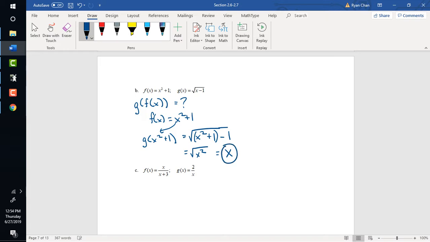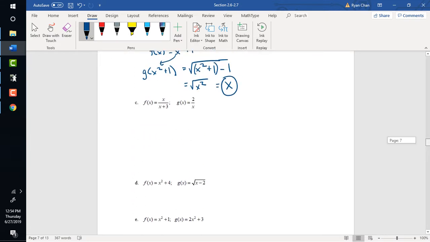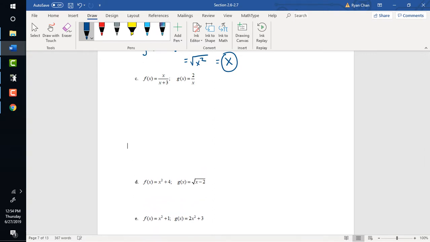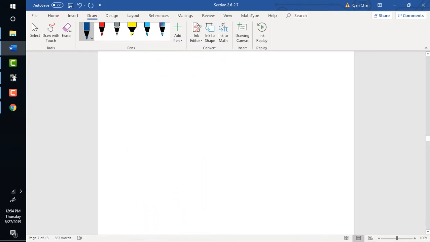This problem here, which we'll get into later on, is called an inverse. Don't worry too much about that, but it's a special type of problem in section 2.7. So let's do a couple more, or let's do part C. Once again, you're being asked f of g of x.